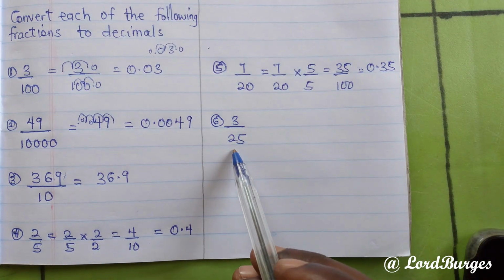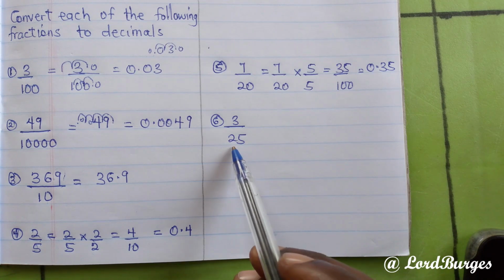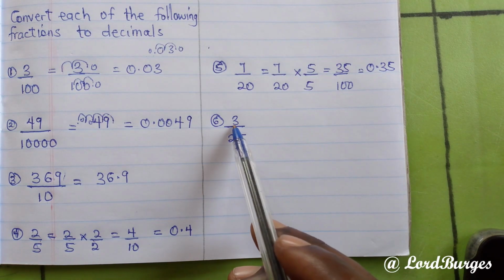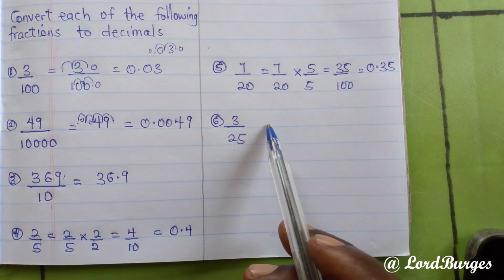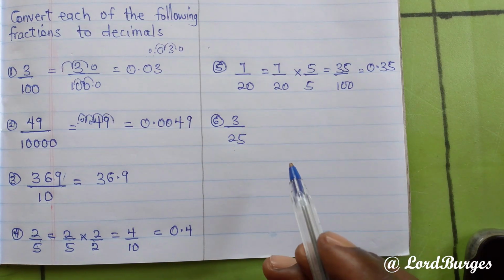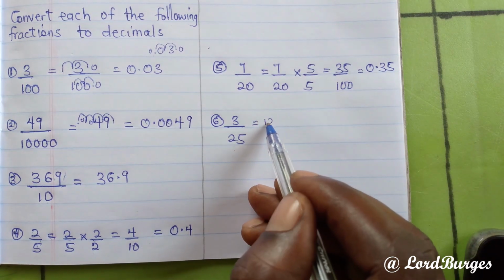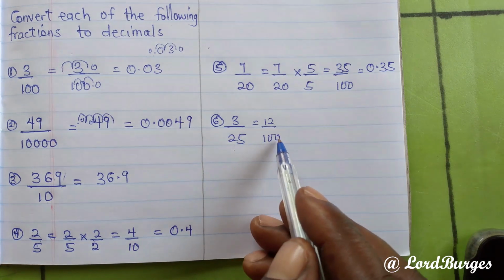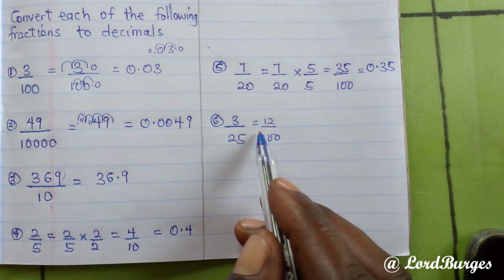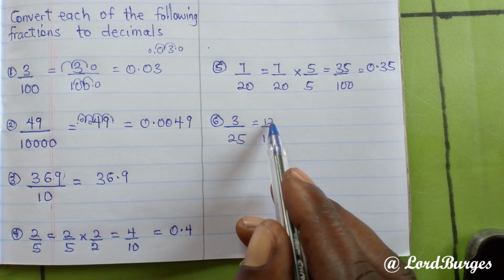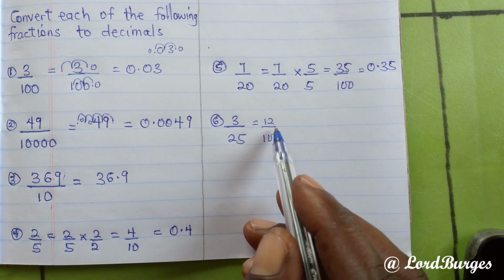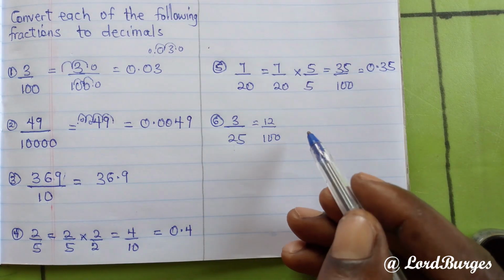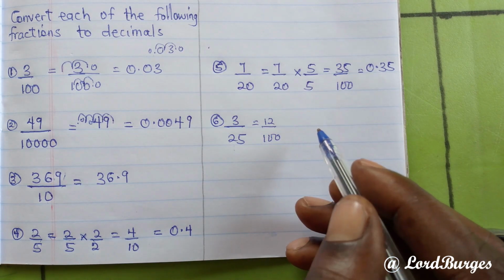With 3 over 25, I can multiply the 25 by 4 to obtain 100 and multiply the 3 by 4 to obtain 12. So I would be having 12 over 100 because 25 by 4 and 3 by 4. Then I'll be having 0.12 because I'll have to skip backward 2 times. But something like this, you can also use the long division.